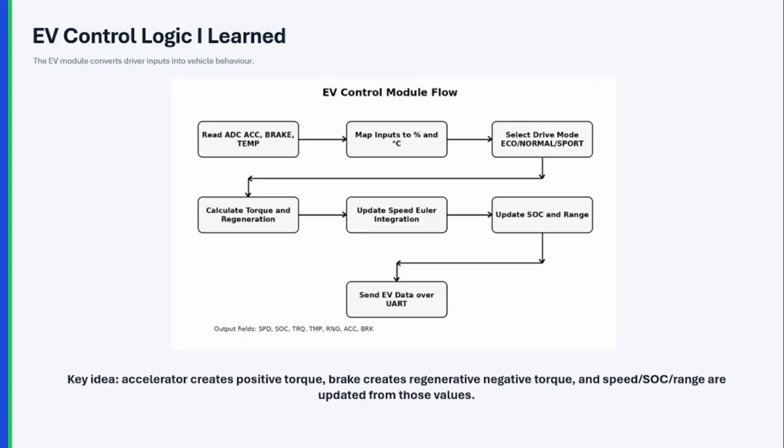Okay, the EV control logic I learned. The accelerator input is converted into motor torque. When accelerator input increases, torque also increases, so the vehicle speed also increases simultaneously. The brake input is used for regenerative braking. When the brake is applied, the torque becomes negative, so brake and torque are inversely related. This represents energy recovery during braking.